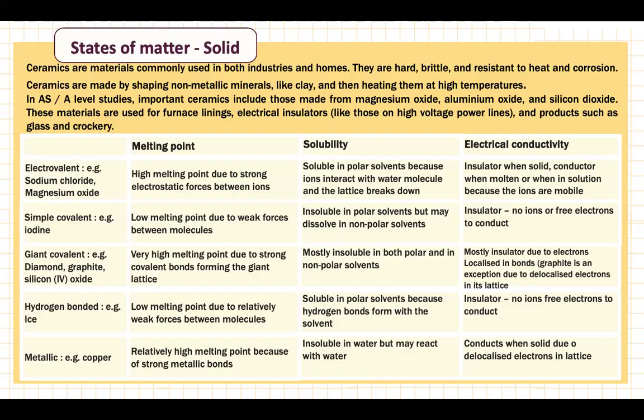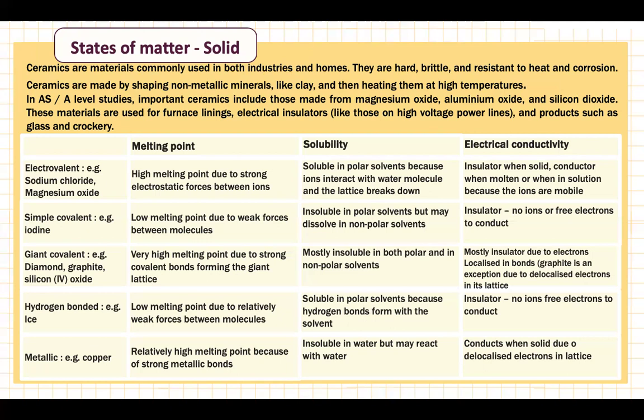Below is an example of the states of matter, solid, in terms of melting point, solubility, and electrical conductivity. Let's look into the electrovalent. Examples are sodium chloride and magnesium chloride, where they have high melting point due to strong electrostatic forces between ions, and are soluble in polar solvent because ions interact with water molecules and the lattice breaks down. In terms of electrical conductivity, they are insulators when solid, and conductors when molten and in solution because the ions are mobile.